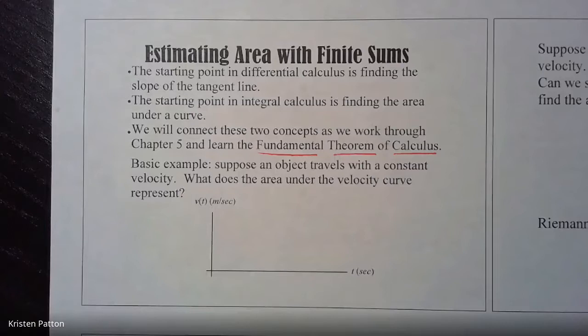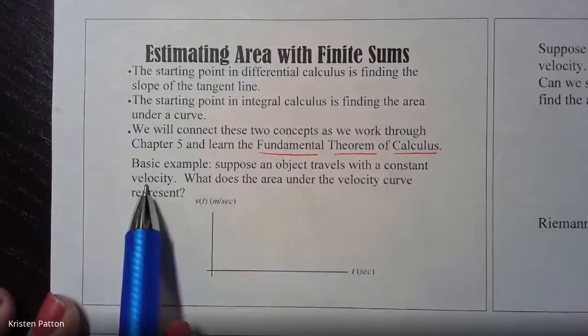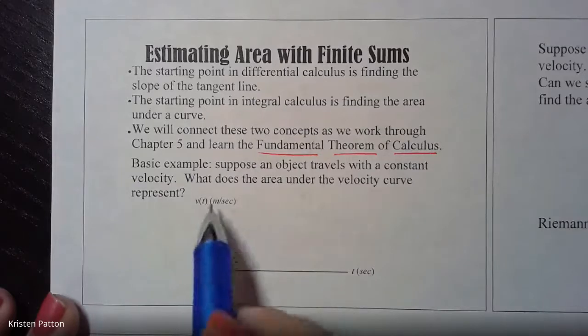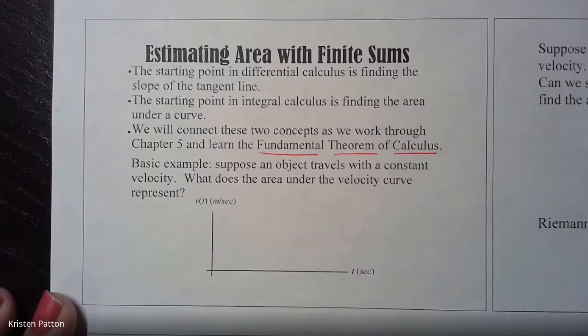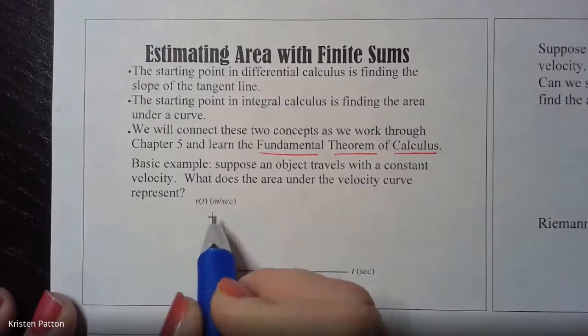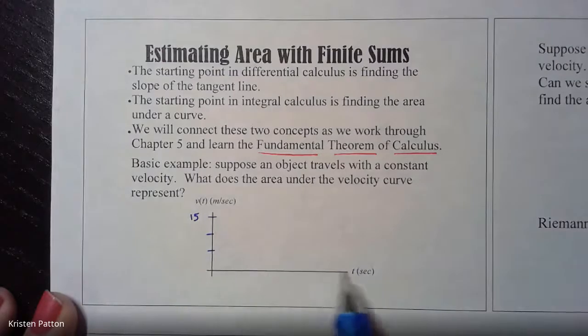So this is something we talked about last year. Suppose that an object travels with a constant velocity. Well, let's just draw a little picture here. So on the y-axis, I have velocity, and I just picked some units, meters per second. I don't know, maybe it goes up to like 15. Just picking numbers. On the x-axis, I have time. Maybe go 1, 2, 3, 4. Again, I'm just picking numbers.